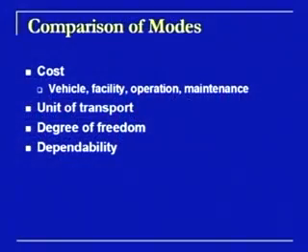Next point of comparison is dependability. How we define dependability is whether the service can be used throughout the year in all the climatic conditions, in all the situations which will be there. In terms of this, railways more or less provide you a more dependable service as compared to the water transport system or the air transportation system, which are much more dependent on weather conditions.